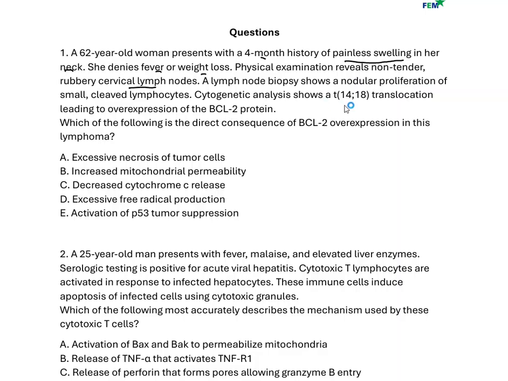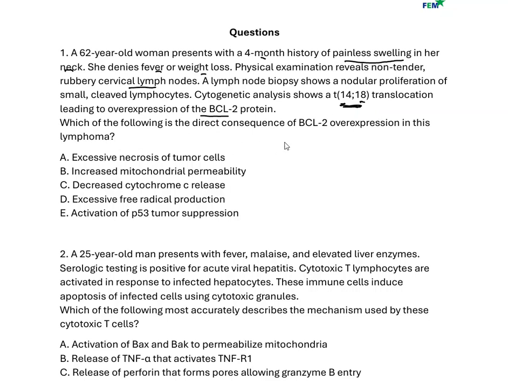Cytogenetic analysis reveals translocation 14;18. Anybody remember where we saw translocation 14;18? Very good, right? 14 for follicular, and then when you count the whole alphabet there, they are 18. So follicular lymphoma, leading to overexpression of the BCL2. Remember, BCL2 normally what? Inhibits apoptosis.